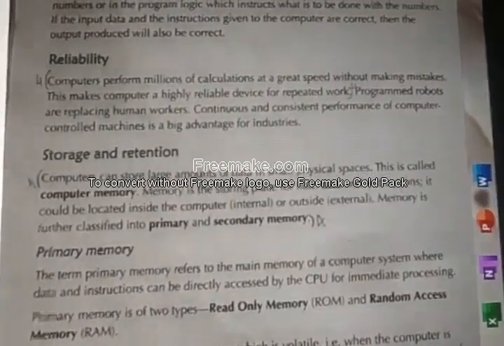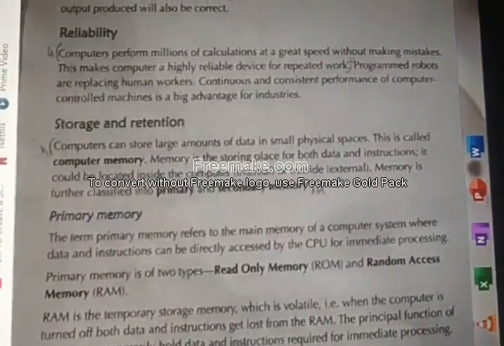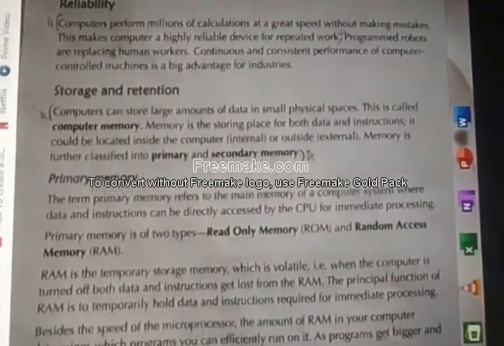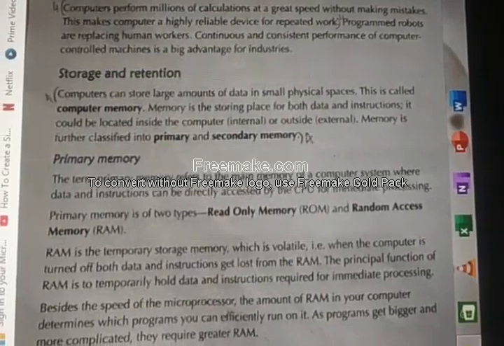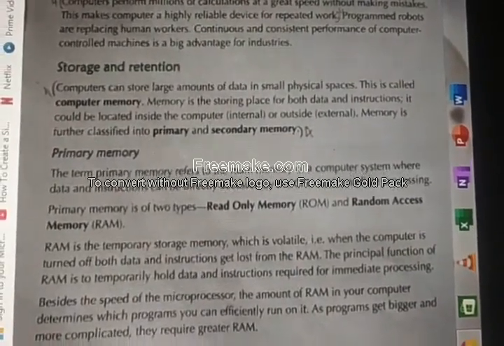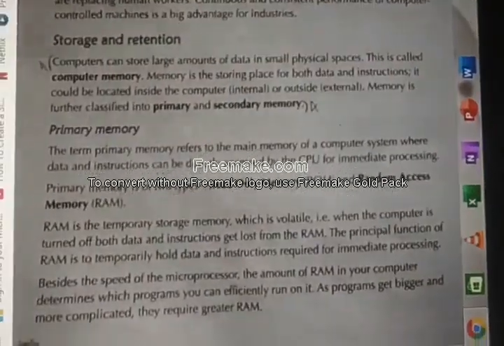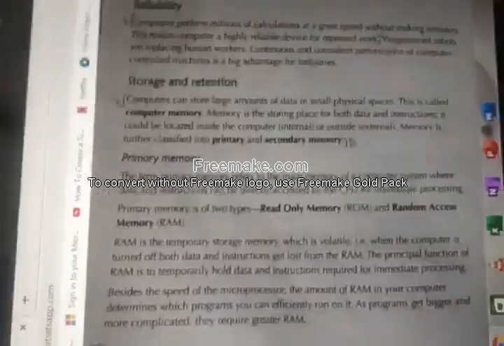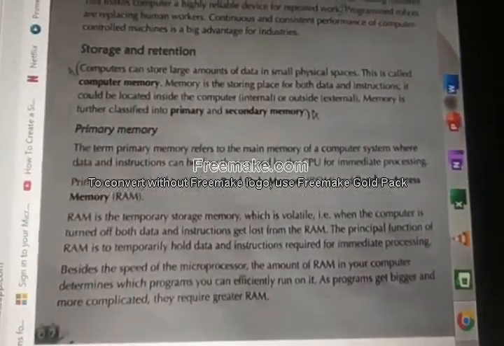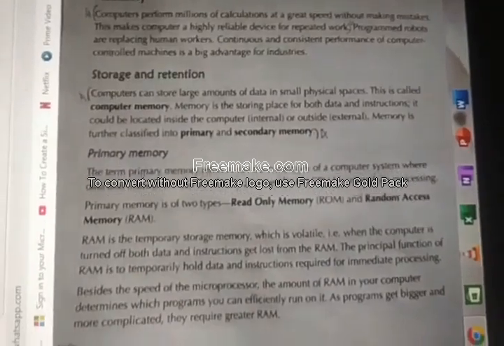It is called computer memory. We used to say memory space, right? Memory. Okay, so computer memory is classified into 2 types: primary memory and secondary memory. Primary memory is nothing but RAM. RAM is a primary memory.